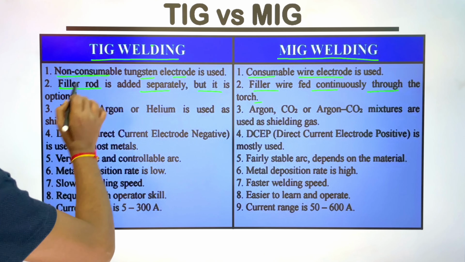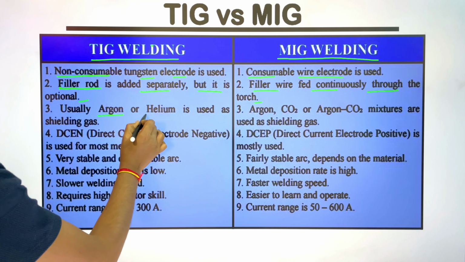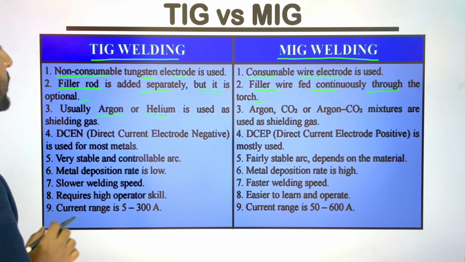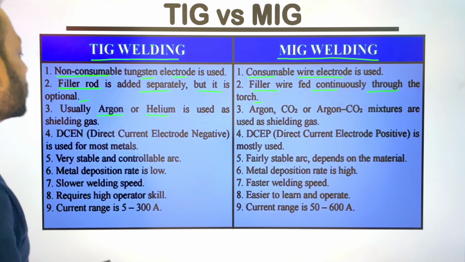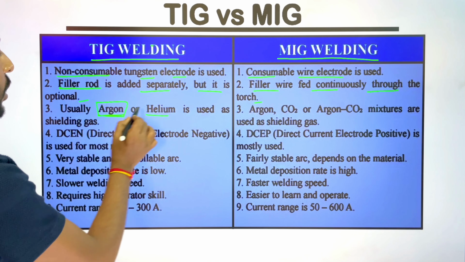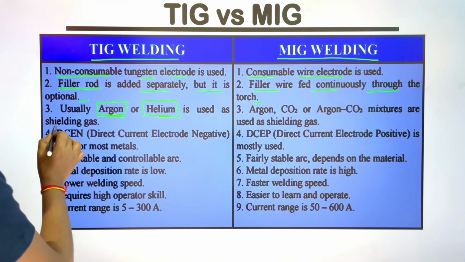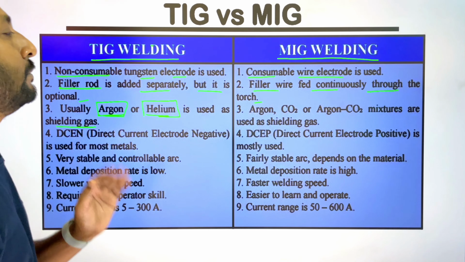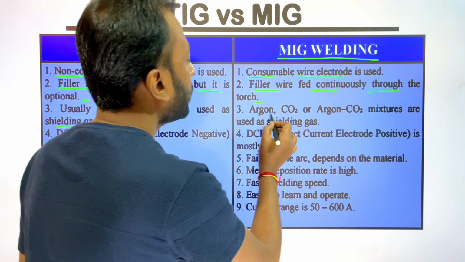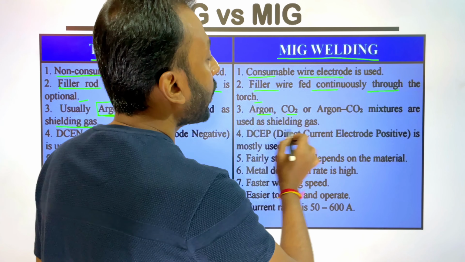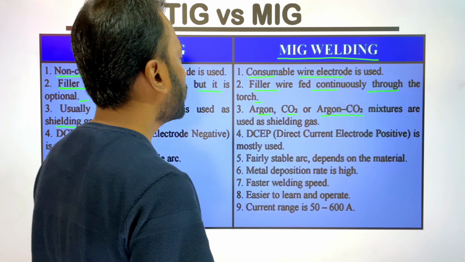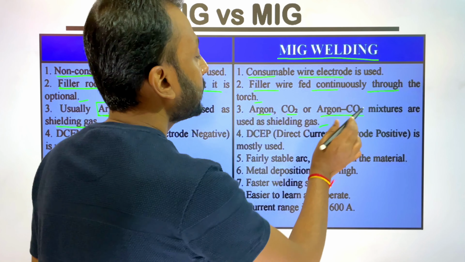Next, in TIG welding, usually argon or helium is used. Sometimes CO2 is used, but mainly argon or helium is used as shielding gas. But in MIG welding, argon, carbon dioxide or a mixture of argon and carbon dioxide are used as shielding gas.